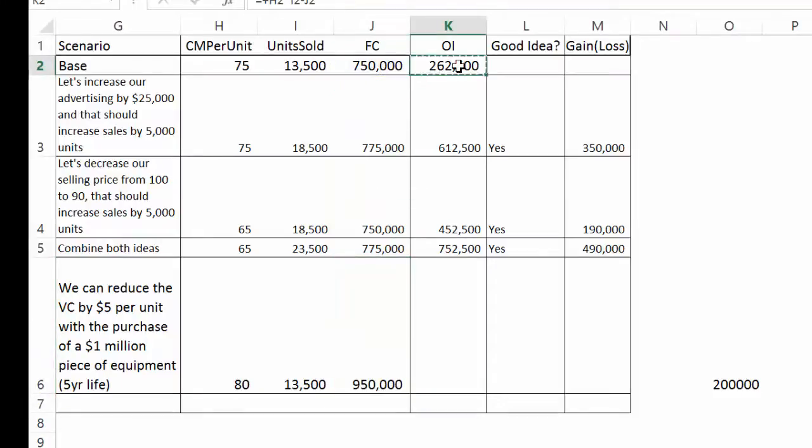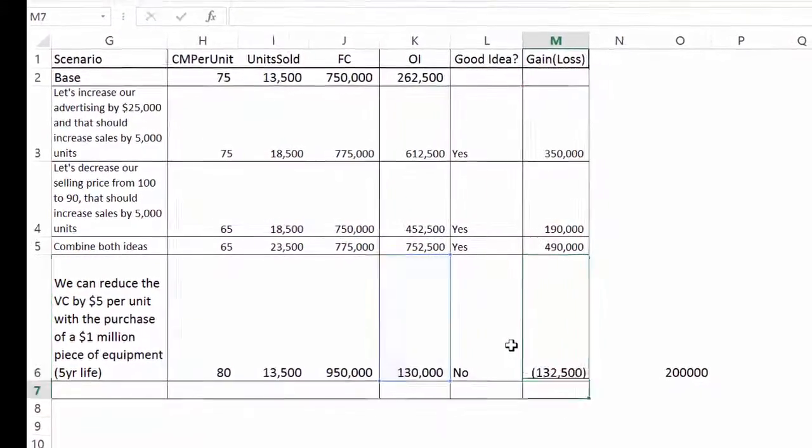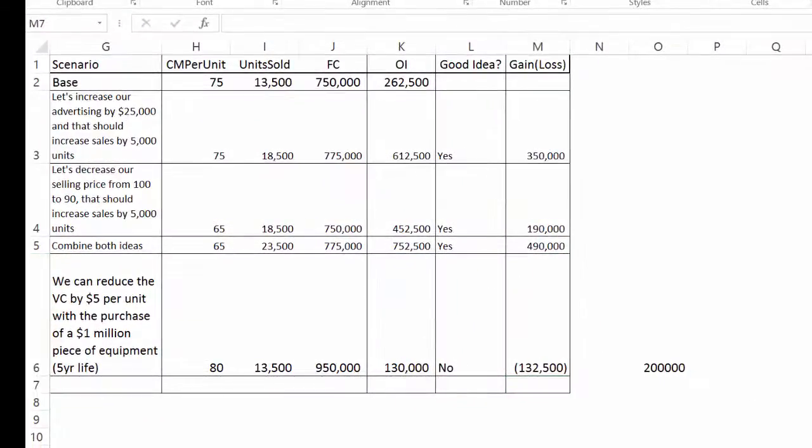And then we can copy the equation down, and this looks like a bad idea. It looks like if we do this idea, we're actually going to lose $132,500 per year. Again, we can verify this by saying that our change in contribution margin is $5, right? We're going to make an extra $5 per unit times $13,500, and our increase in cost is $200,000 a year. And so there is our $132,500 difference.